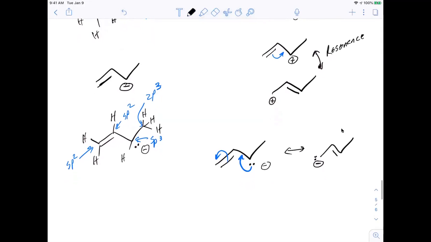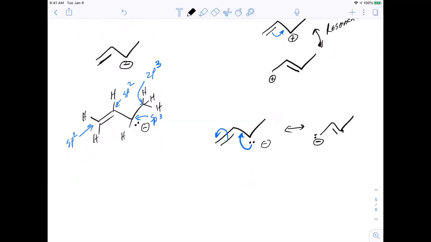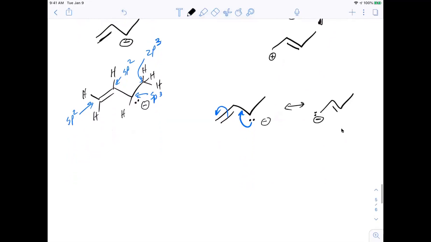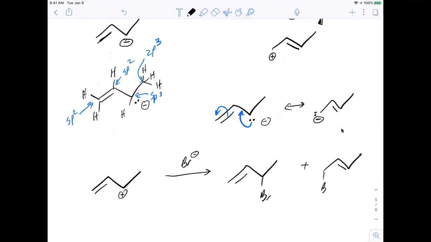Now let's show a possible example of where this will become important. Again, foreshadowing. So if we take a bromine and react it, we get two products? Why do we get two products?